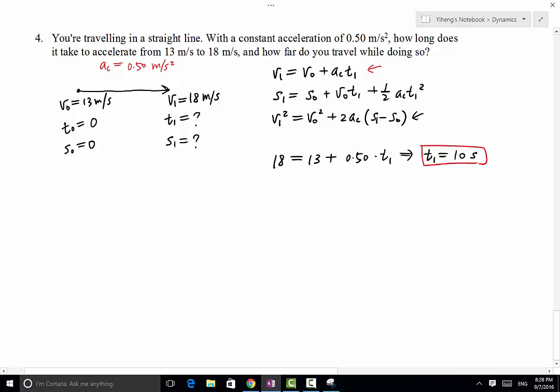So if we choose equation number 3, V1 is given, that's your 18 squared, equals V0 is given, that's your 13 squared, plus 2 times a_c, 0.50, times S1 is what you need to find out. S0 is 0. So as you can see, it's the delta S that you need to find out. So in this equation, you only have one unknown, which is your S1. You can easily solve for S1 to be 155 meter.